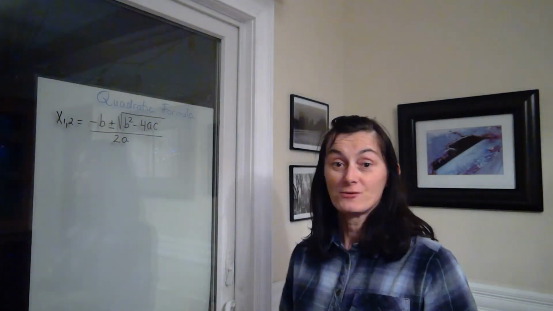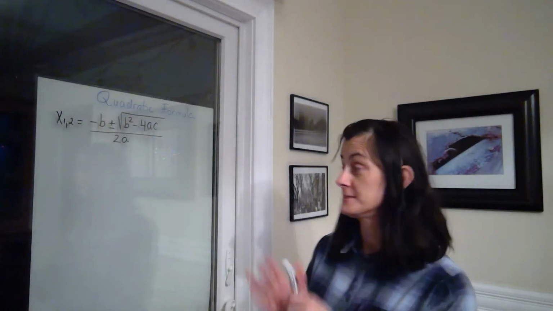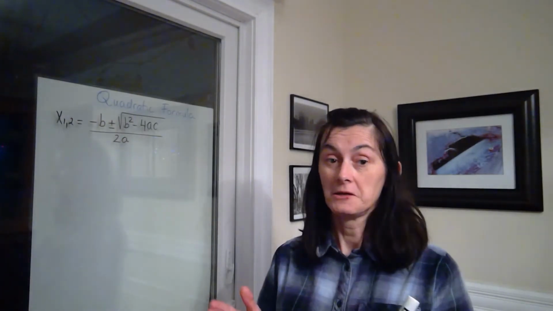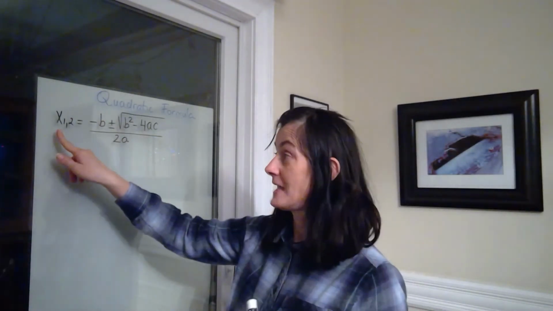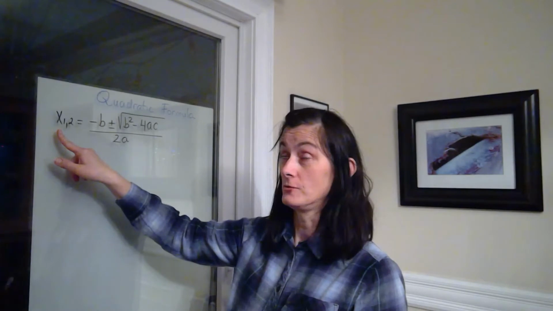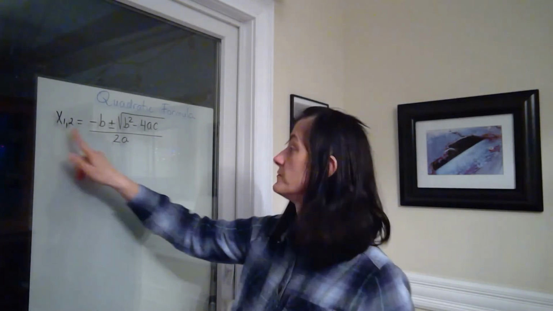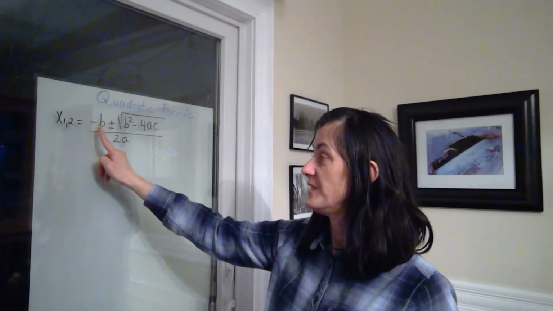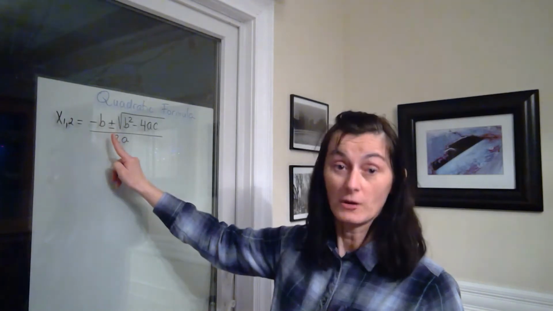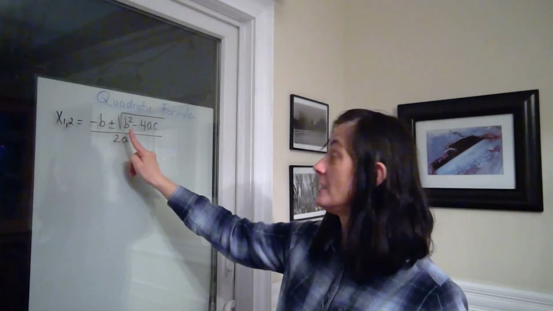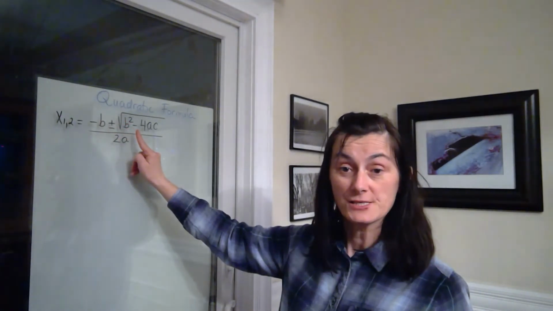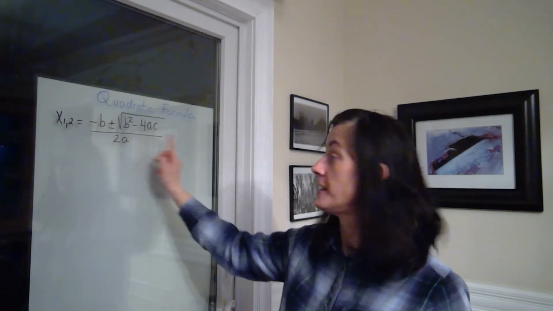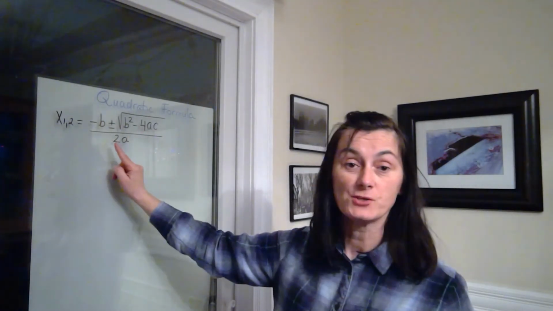Time to talk about the quadratic equation. Here it is. It looks a little bit scary, nothing big. x1,2, meaning we're going to have two answers. Negative b plus and minus the square root of b squared minus 4ac, and then all of that divided by 2a.